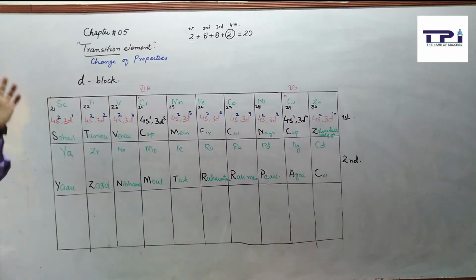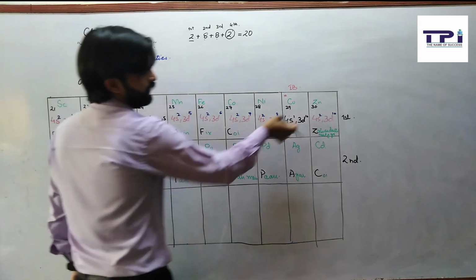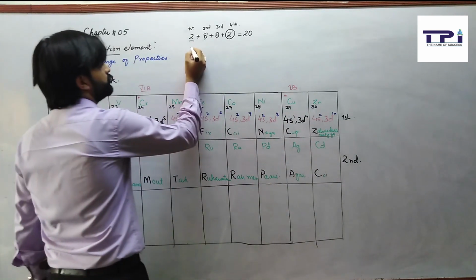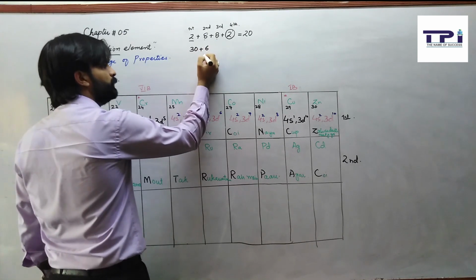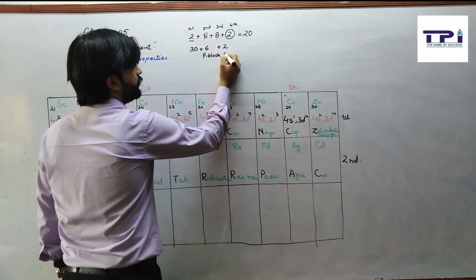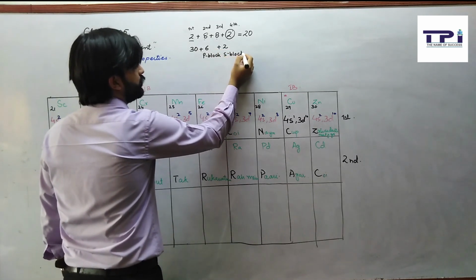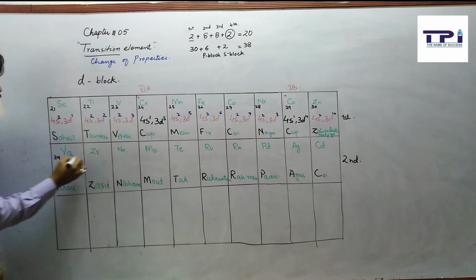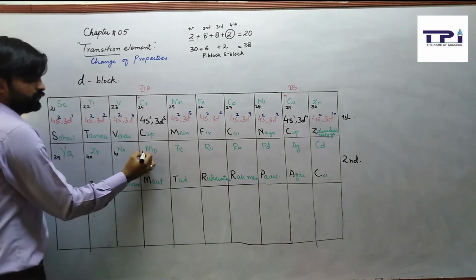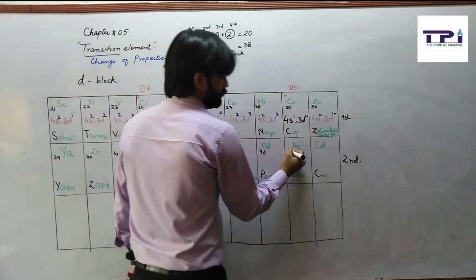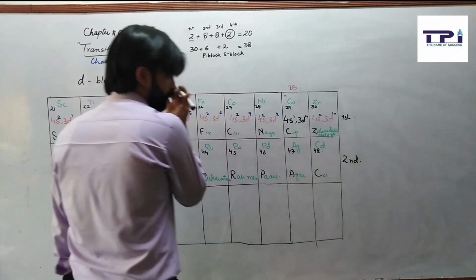Clear? Now we have to calculate the atomic number. For atomic number, the last one for the fourth period is 30. D block element, then 6 elements of P block, 36, and 2 of S block, 38, and the next one would be 39, 40, 41, 42, 43, 44, 45, 46, 47, and the last one 48.